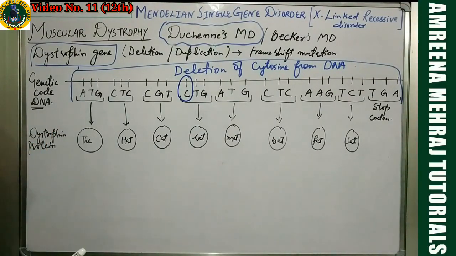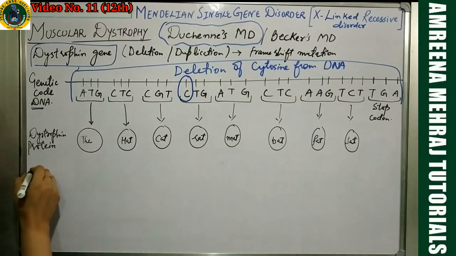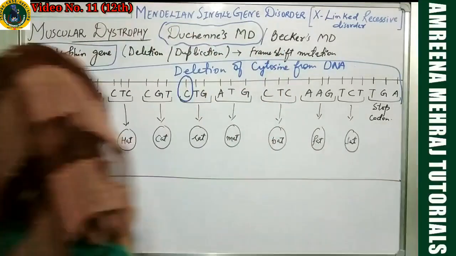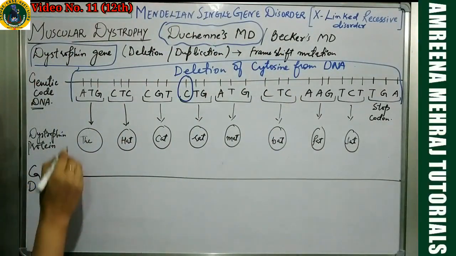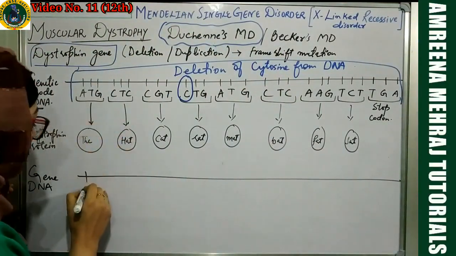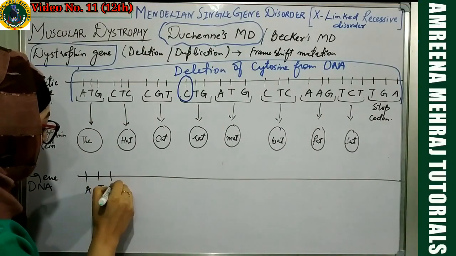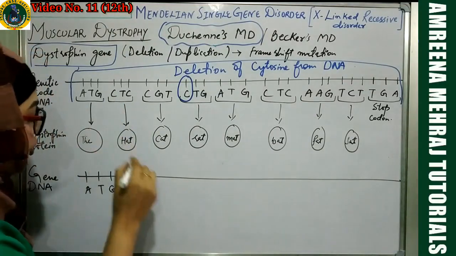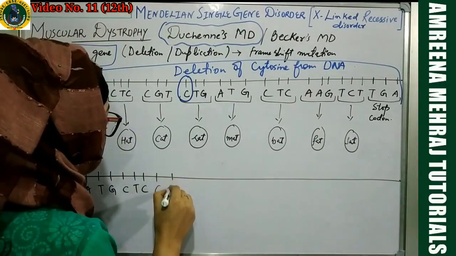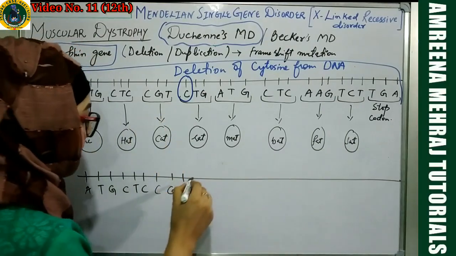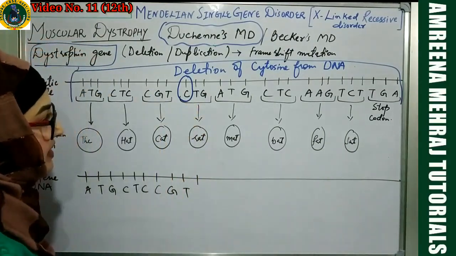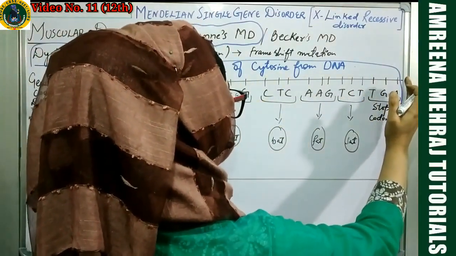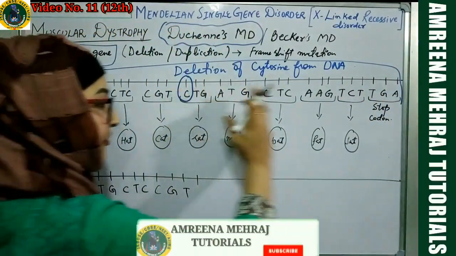Could you please tell me what will happen to the gene now? What will happen to the sequence of the gene on the DNA? The codons, ATG will be as such. CTC will be as such. CGT will be as such. Now could you please tell me what will happen because of this deletion? Won't the entire reading frame after this mutation get disturbed? The reading frame will change.